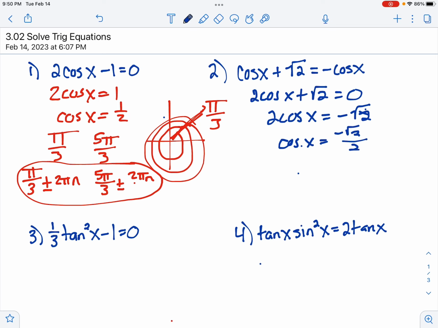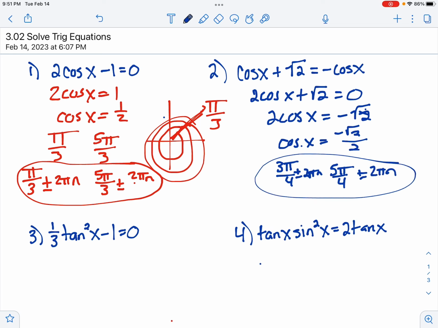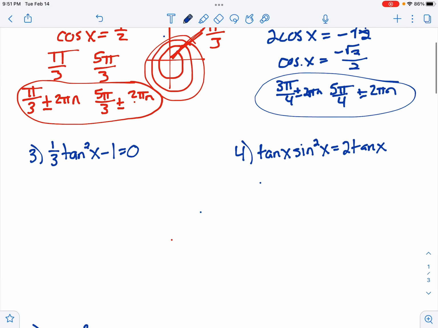Okay, on the unit circle, cosine is negative where the x values are negative. So my solutions for this will be 3 pi over 4 and 5 pi over 4. And then again, we have their plus or minus 2 pi n to represent all of the solutions. Try the third one.